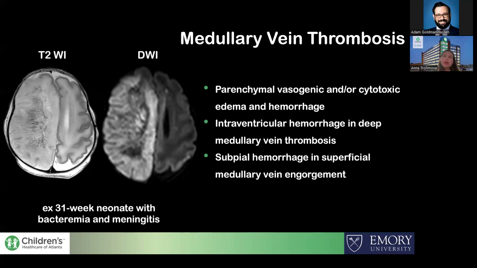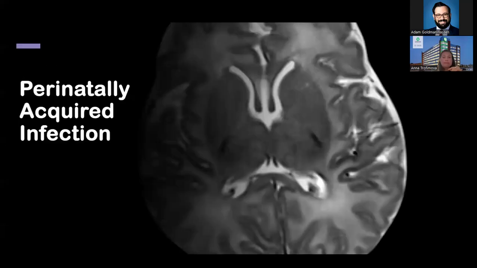And the location of the involved medullary vein also helps predict the location of the associated hemorrhage. For example, if we're talking about deep medullary vein thrombosis, we're going to see more intraventricular hemorrhage with that, while subpial hemorrhage can be seen in cases of superficial medullary vein engorgement or thrombosis.